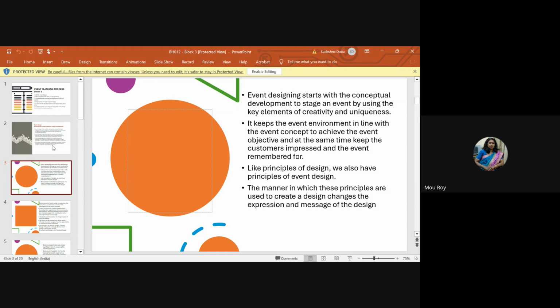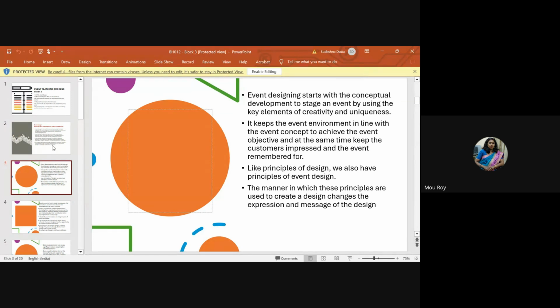So it keeps the event environment in line with the event concept to achieve the event objective, and at the same time keeps the customers, that is basically the audiences, impressed, and they should remember it for times to come. Yes, that was a very memorable event, it is always fresh in the mind.